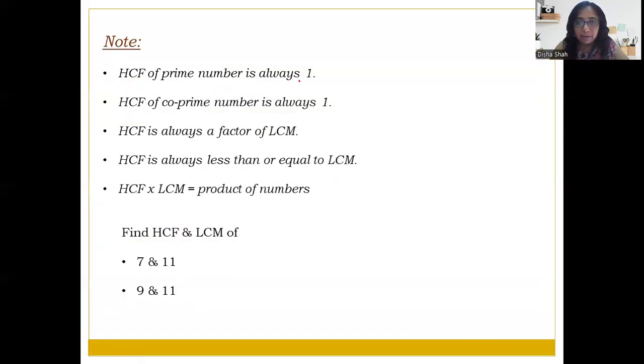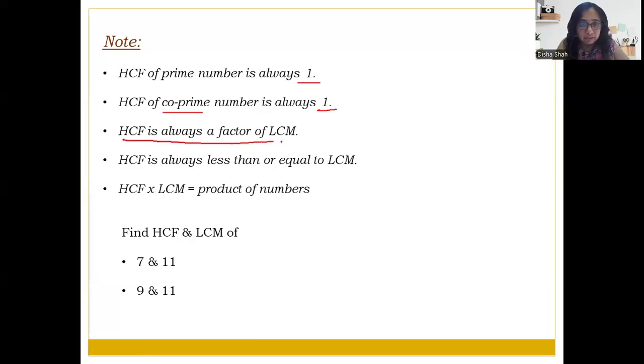So HCF of prime numbers is always 1. HCF of co-prime numbers is also 1. Why? Because what is a co-prime number? Co-prime numbers are those numbers who do not have any common factor. तो जब कोई कॉमन फैक्टर है ही नहीं तो आएगा क्या? तो 1 के अलावा तो कुछ हो ही नहीं सकता.